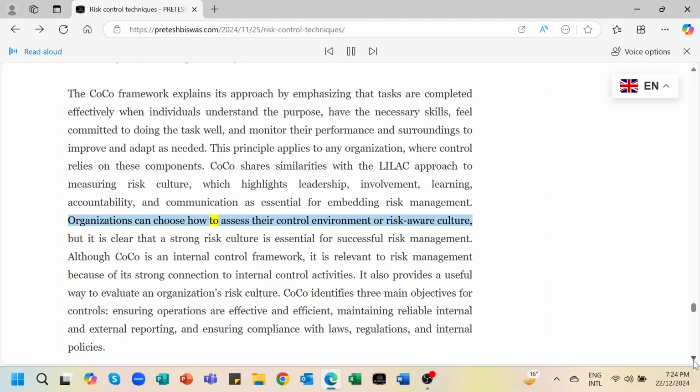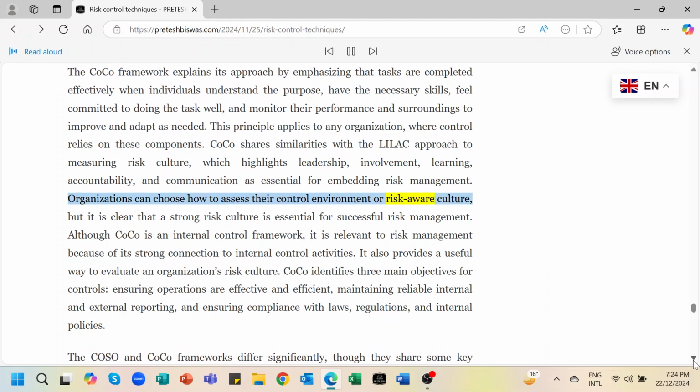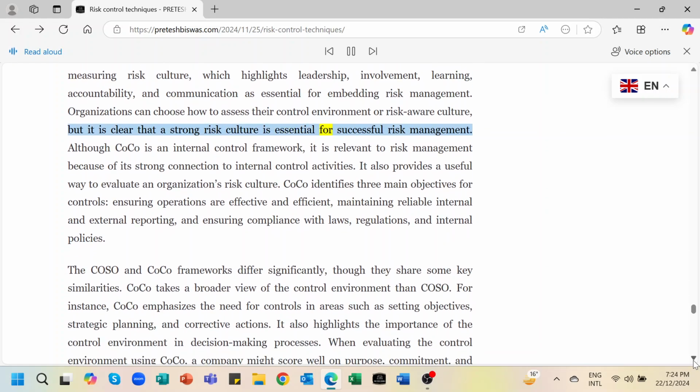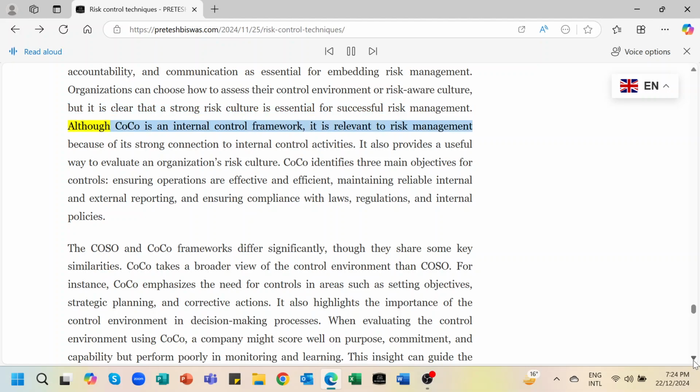Organizations can choose how to assess their control environment or risk-aware culture, but it is clear that a strong risk culture is essential for successful risk management. Although COCO is an internal control framework, it is relevant to risk management because of its strong connection to internal control activities. It also provides a useful way to evaluate an organization's risk culture.